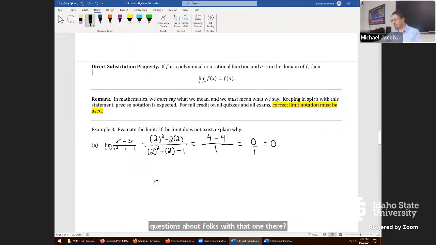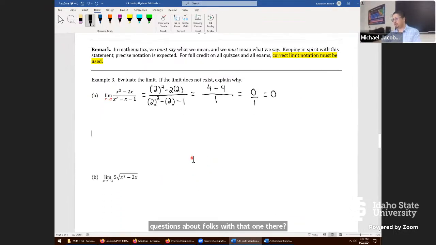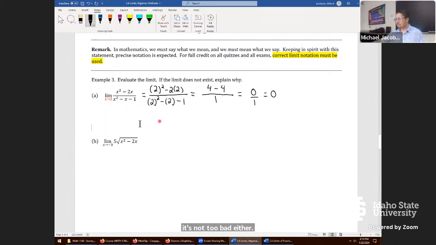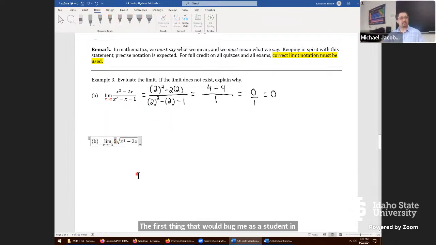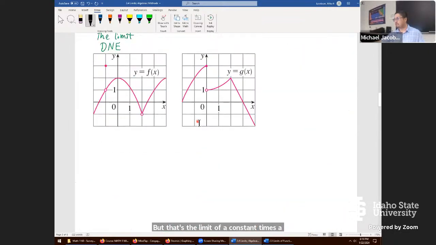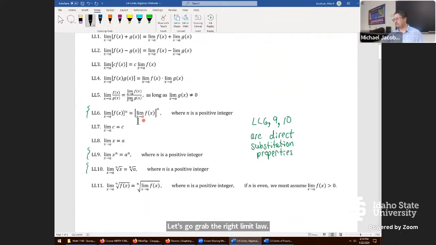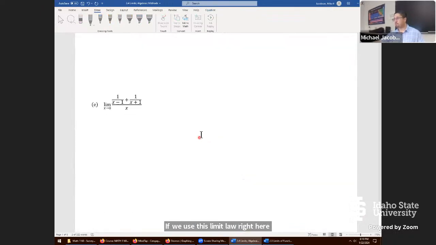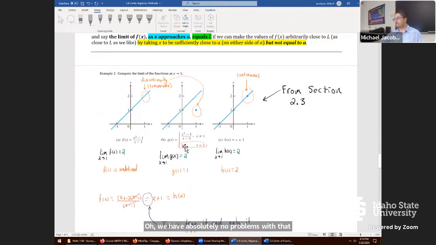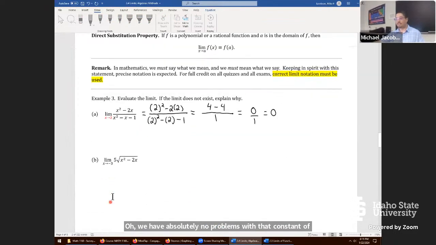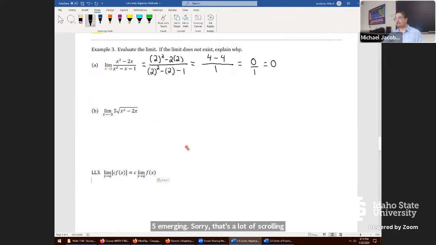Okay, let's try out another one. These go really pretty fast. This one looks a little bit sketchy, but you know, it's not too bad either. The first thing that would bug me as a student in this class is the 5 right there is kind of burdensome, but that's the limit of a constant times a function. Let's go grab the right limit law. If we use this limit law right here, then we have absolutely no problems with that constant of 5 emerging. Sorry, that's a lot of scrolling right here. So let's put it here just to cite it.